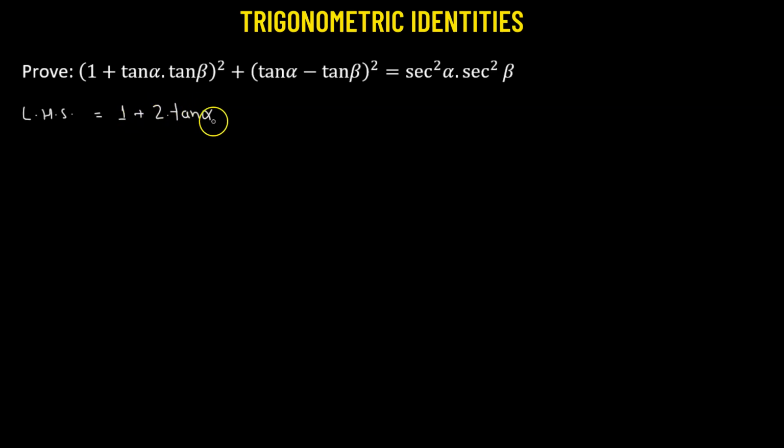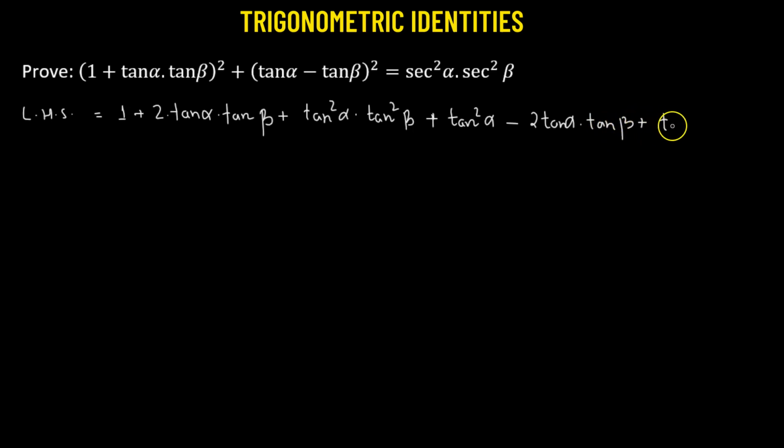So we have 2 times tangent of alpha times tangent of beta plus b squared. So b is represented by tangent of alpha times tangent of beta, which gives us tangent squared alpha times tangent squared beta. Coming to the second term, we have (tangent of alpha minus tangent of beta) whole squared. So let's expand it using (a minus b) whole squared. I'm going to get tangent squared alpha minus 2 times tangent of alpha times tangent of beta plus tangent of beta whole squared, or tangent squared beta.